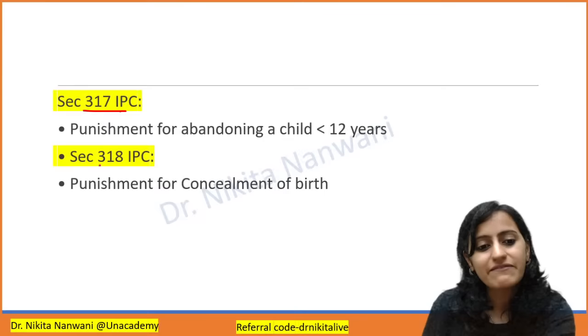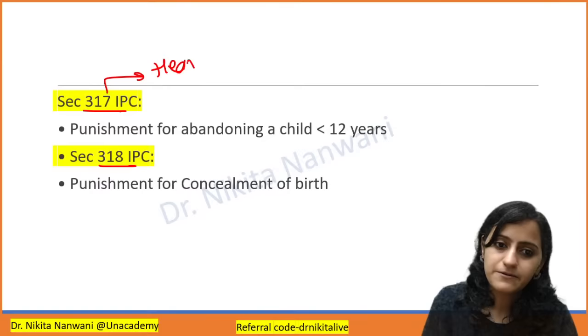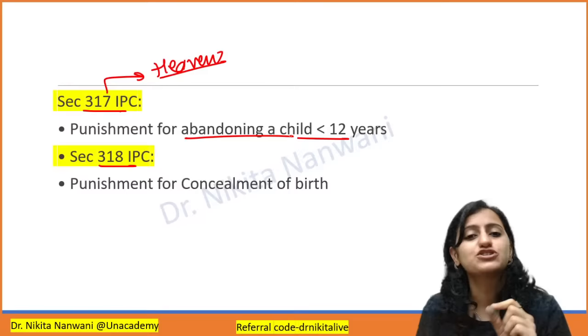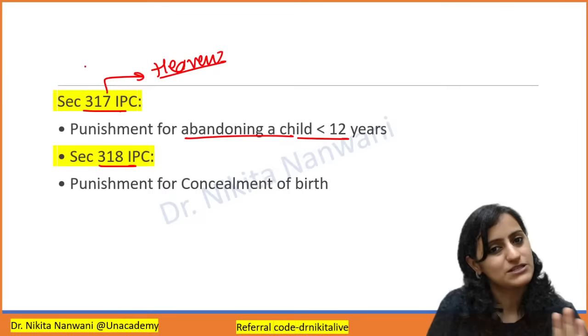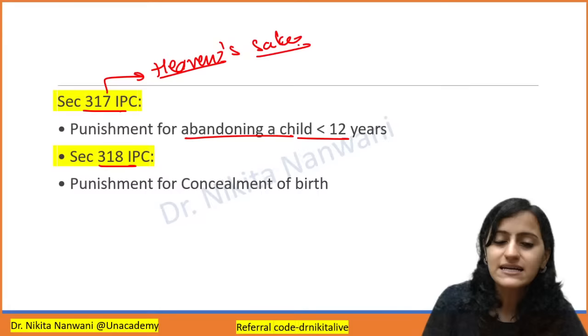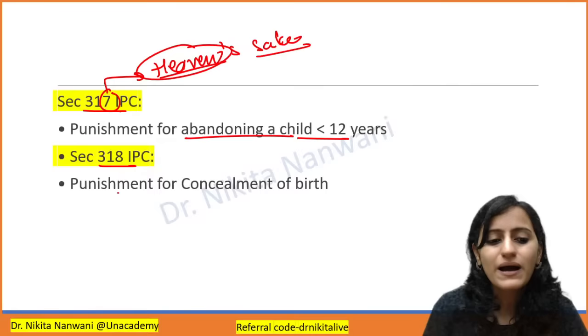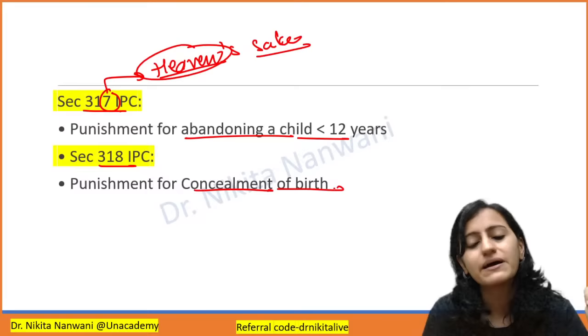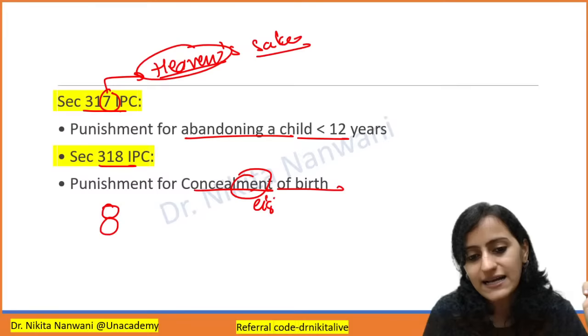Now 317 and 318. 7 is like heaven. Okay, 7 is like heaven. So 317 is punishment for abandoning a child less than 12 years old. Where do you abandon the child? To heaven's sake. Bhagwan bharose agar aapne bacche ko chhod diya, abandon kar diya, to heaven's sake, that is your 317. So remember 7 is heaven. Then you have 318, which is punishment for concealment of birth. Okay, 8 is like concealment. ENT is like concealment is 8. Concealment of birth is 318.